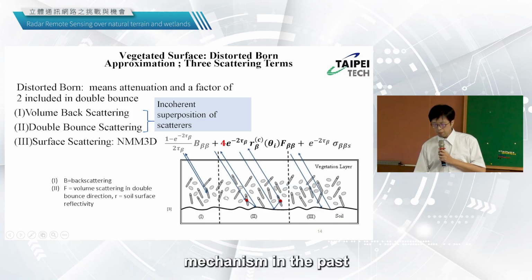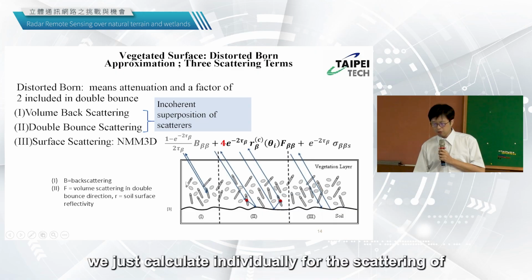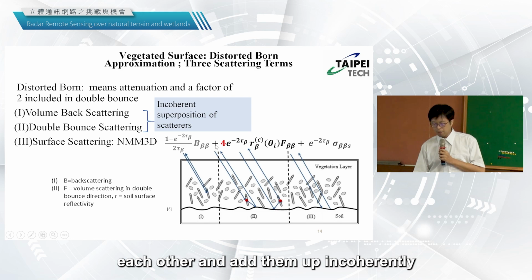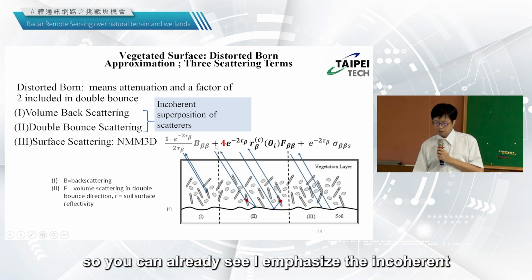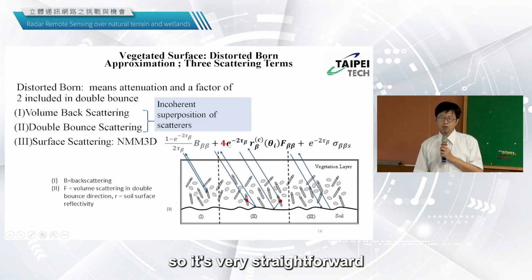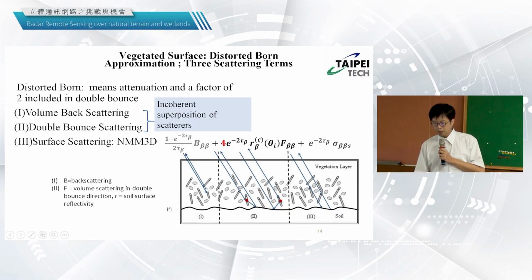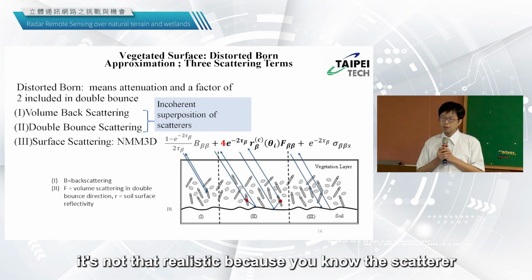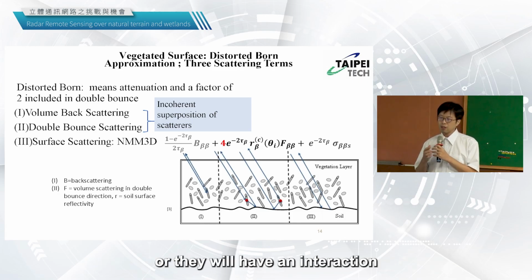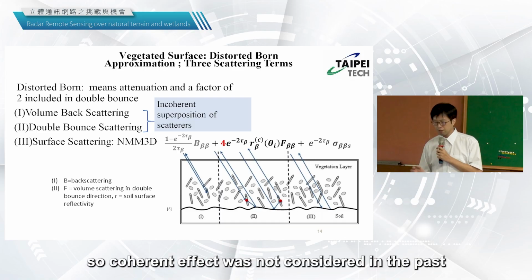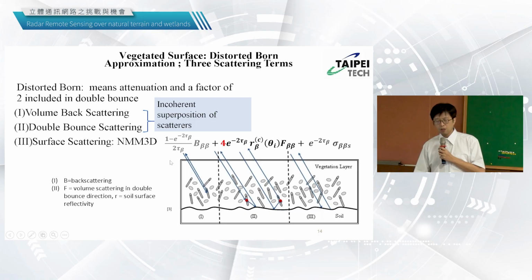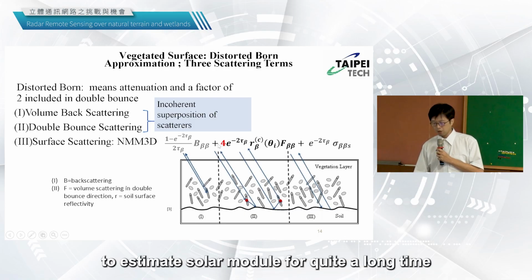So for these 3 mechanisms in the past, we just calculated the scattering of each individually and added them up incoherently. So you can already see I emphasize the incoherence. It's very straightforward, but it's not that realistic because you know the scatterers will have an interaction. So the coherent effect was not considered in the past. But it was a pretty good model to estimate soil moisture for quite a long time.